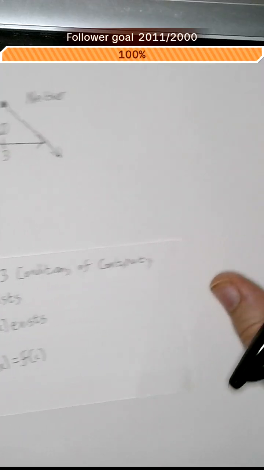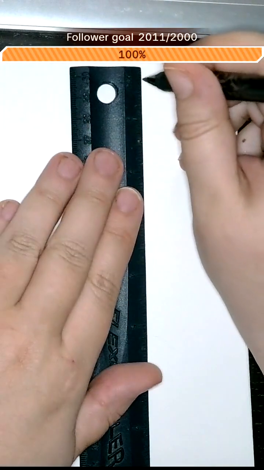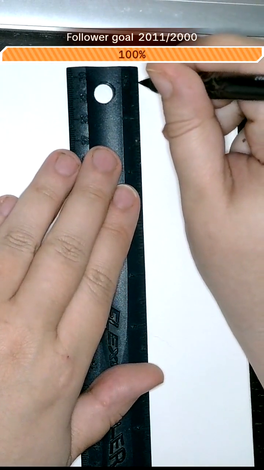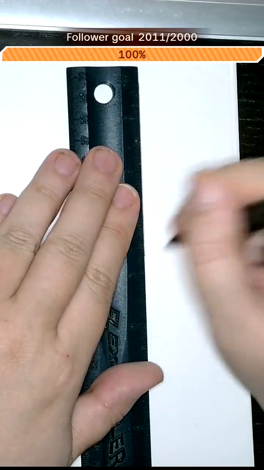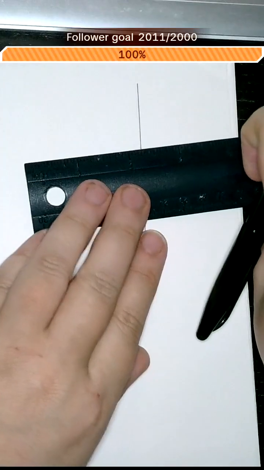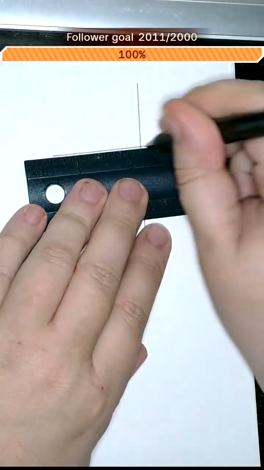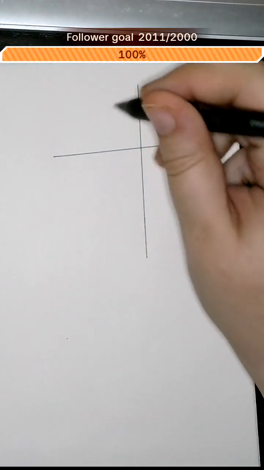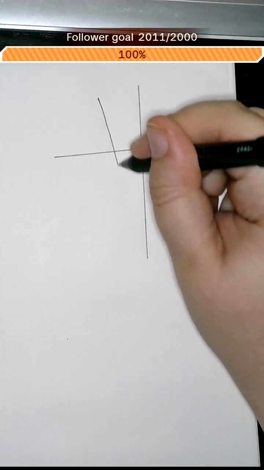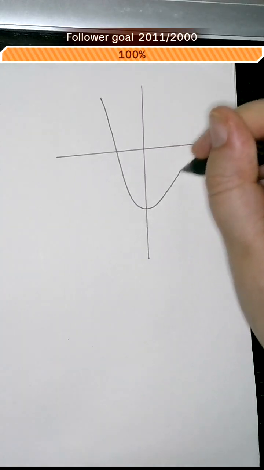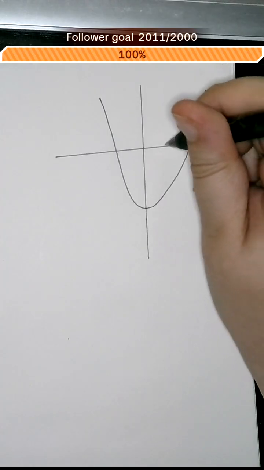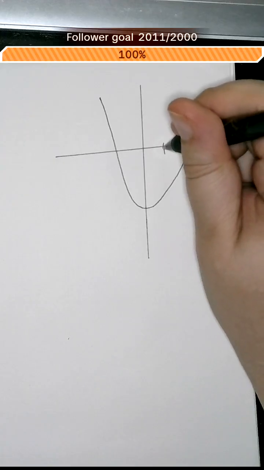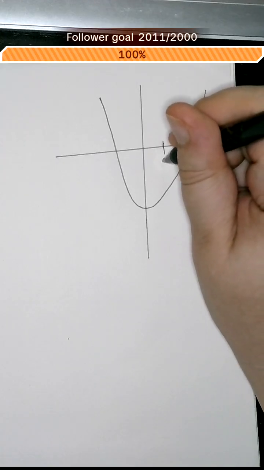Let's go ahead and try another one. Let's try. Let's take a look at this. We'll let this value be C.